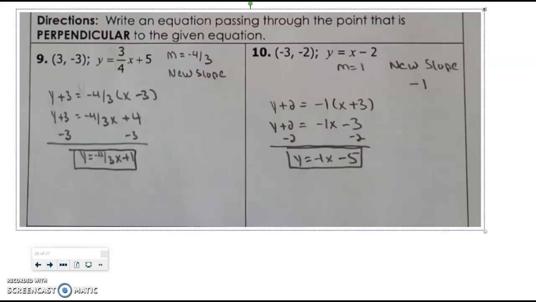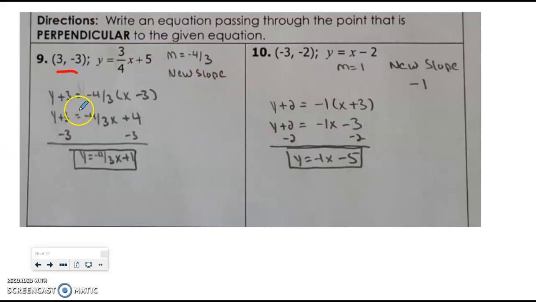I'm crossing my fingers that you guys just waited a second and tried these. So for number 9, the slope was 3/4 before, so that gave us a new slope of negative 4/3. So I used negative 4/3 and this point to find the equation. I got y equals negative 4/3 x plus 1. When I look at number 10, the slope was 1, and that meant the new slope would be the negative reciprocal of 1, which is negative 1. So I used the slope of negative 1 and the point (negative 3, negative 2). I got y equals negative x minus 5 when I solved that.